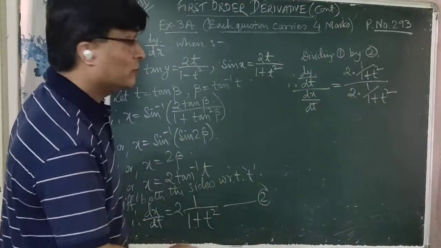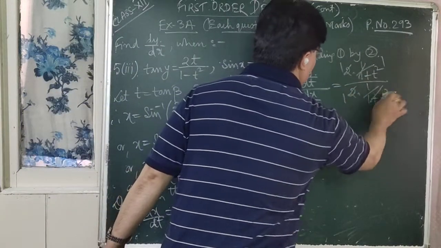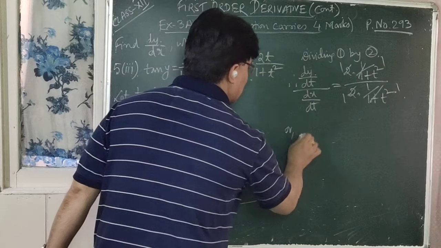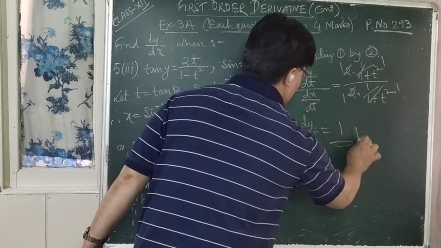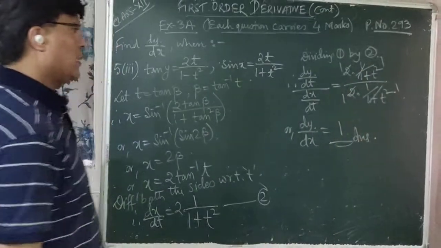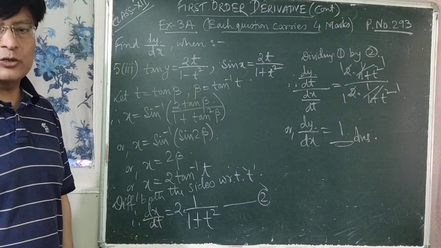So what is the answer now? You can cancel all these here. 2 ones are 2, 2 ones are 2. This also gets cancelled. dt gets cancelled. So what is the value? dy by dx is equal to 1. So this is the final answer. This is a very, very important question.